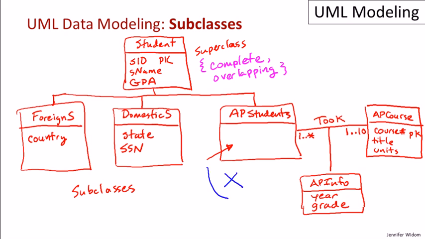To illustrate some of the other cases, let's suppose that we didn't have this whole section here with the AP students. We only had foreign and domestic students. In that case, we would say that the subclass relationship is complete, but it would not be overlapping. It would be disjoint. Or suppose we didn't have this whole left side here, so all we had was the AP student subclass. In that case, it would probably be an incomplete subclass relationship because not everybody is an AP student, and there wouldn't be any difference between overlapping and disjoint since there would only be one subclass in that case.